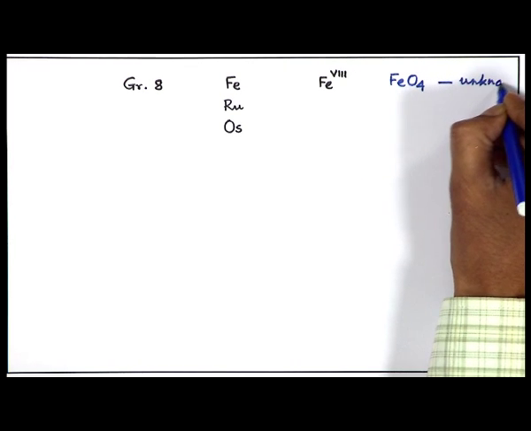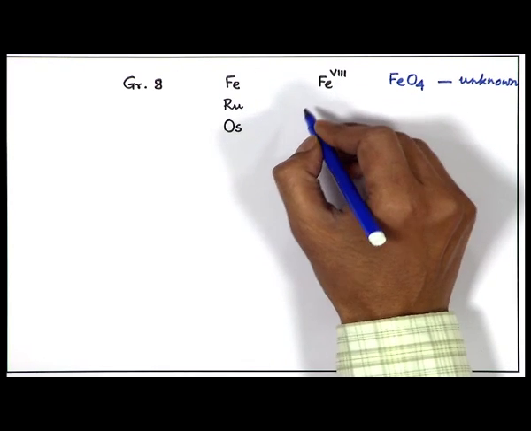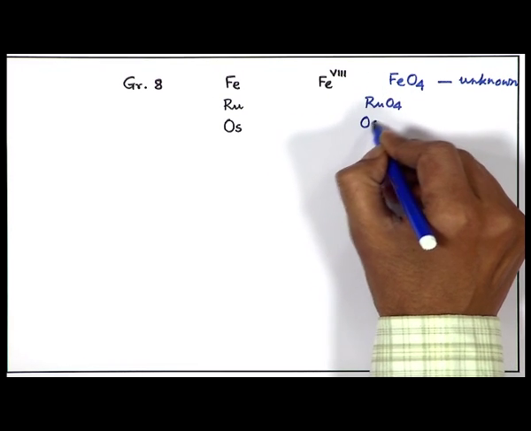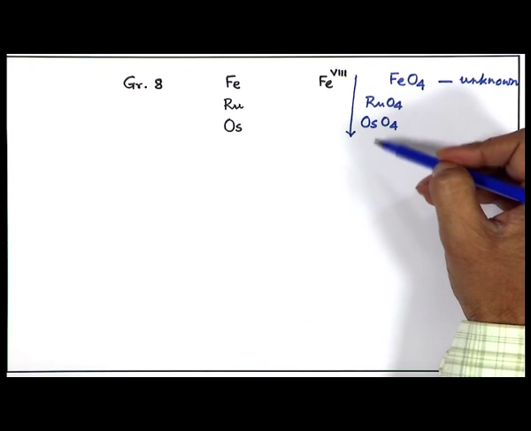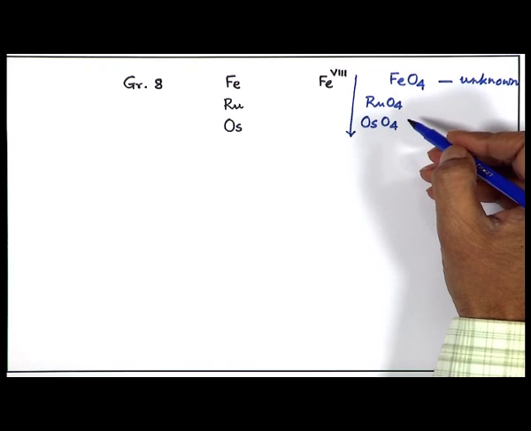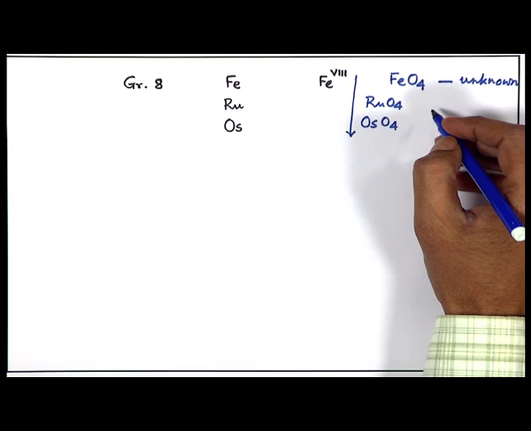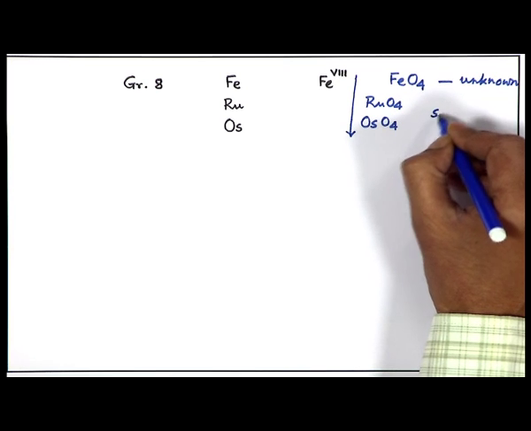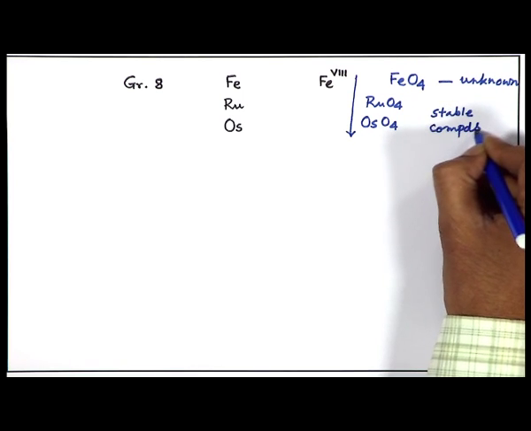It is an unknown species which we cannot get. But for the other two, the corresponding ones are RuO4 and OsO4, and as we go down, the stability increases from iron to ruthenium to osmium. As a result, ruthenium tetroxide and osmium tetroxide have some stability. Experimentally, RuO4 and OsO4 are a little bit stable compounds; though they are still oxidizing, they are stable compounds.